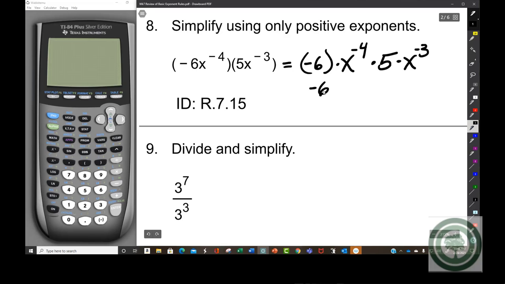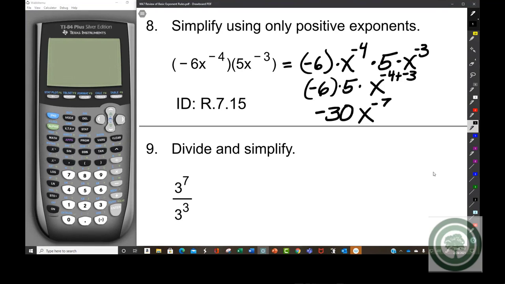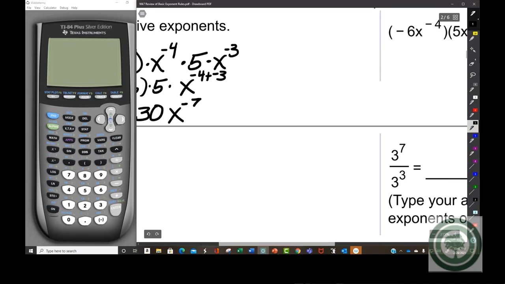So I'll have negative 6 times 5 times x to the negative 4 plus negative 3, which will be negative 30 times x to the negative 7. We have a negative exponent. Just to be really clear, this is negative 30 times x to the negative 7.